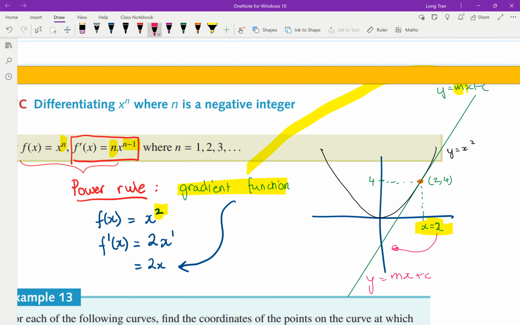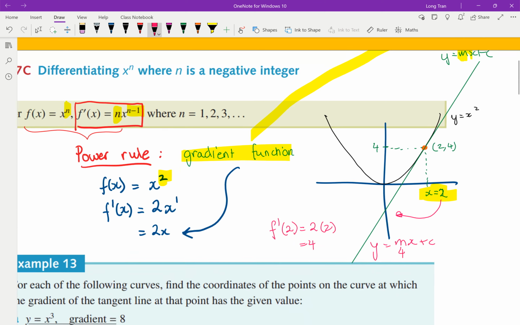according to my rule here, I'm finding the derivative when x is 2. So 2 times 2 gives me 4. So what that tells me is I now know the gradient is 4. That's it. It's a gradient function because you can pick any point and this rule will help you find the gradient. That's why we call it the gradient function.